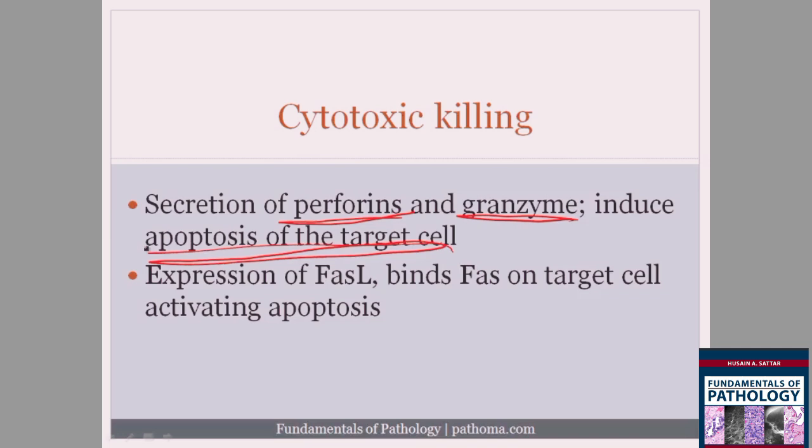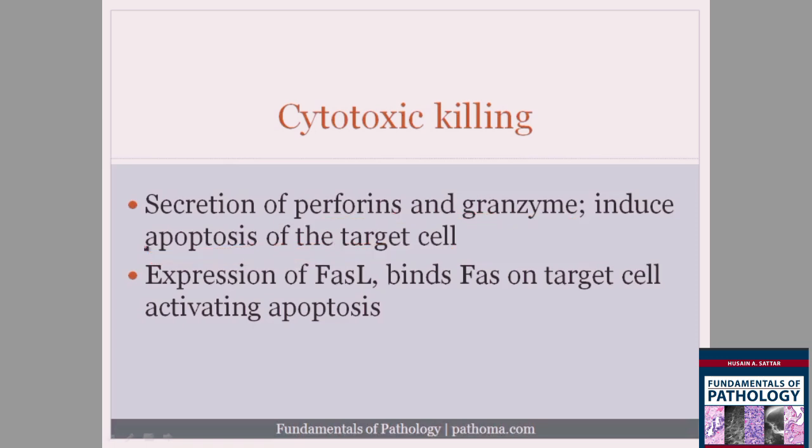Now, do you remember? I'm going to try to jog your memory here and remind you of a high yield point that shows up on examinations. What is the key enzyme that mediates apoptosis that, in this particular case, granzyme would activate? Caspase. So remember that caspases are the key mediators of apoptosis. That's high yield. Okay. Now that's one way by which the CD8 positive T cells will kill.